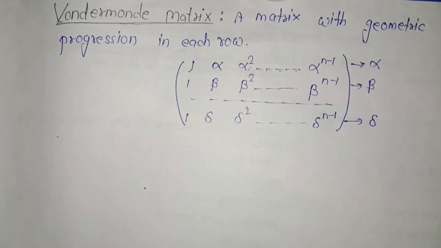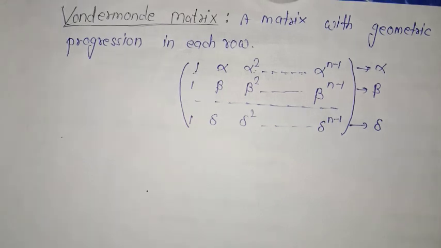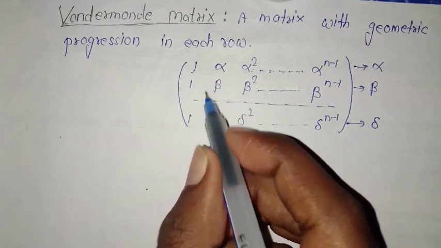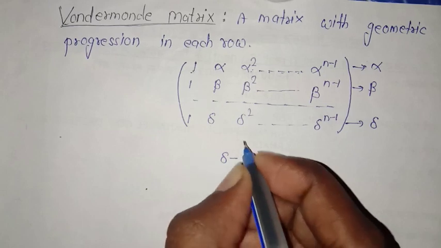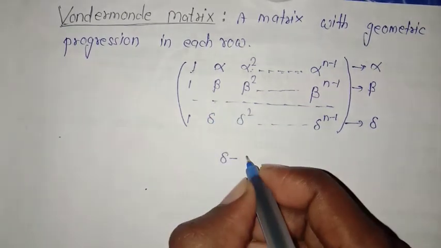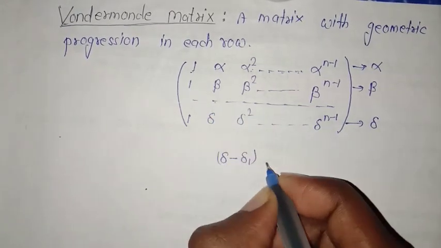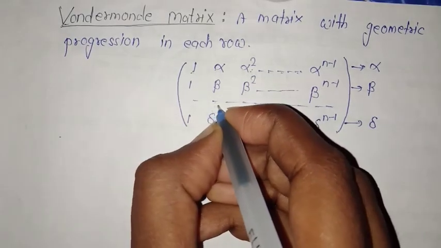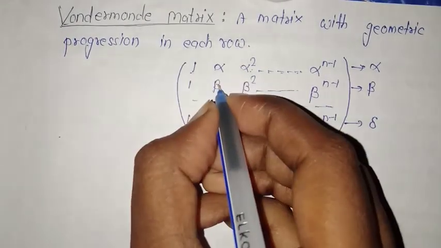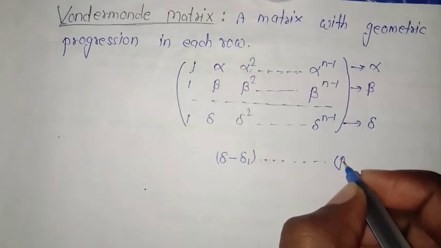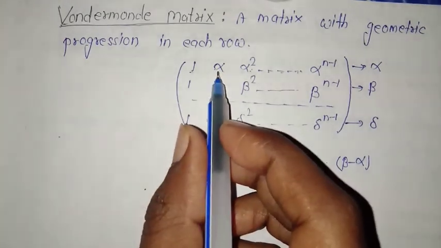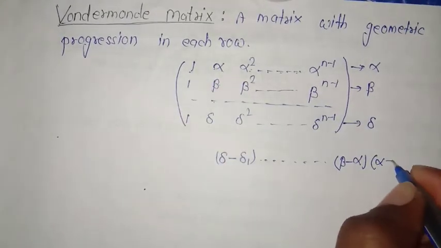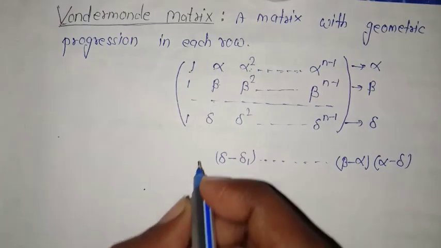Now the question arises: how can we determine the determinant of such a type of matrix? We just take the second column and take the last element delta minus the second last element, suppose it is delta 1, and so on. We'll proceed in this manner, that is second last minus third last and so on. At the last we take beta minus alpha, and then we take the last one, that is alpha minus delta. So this kind of matrix has this determinant.